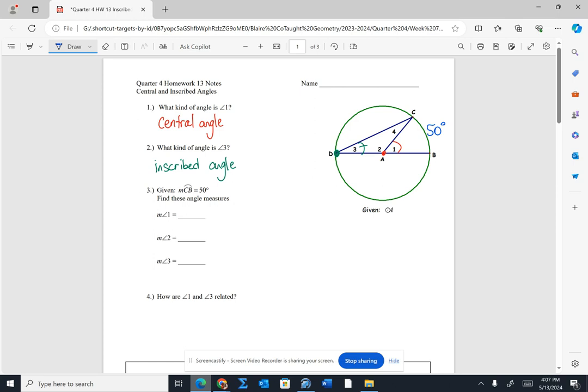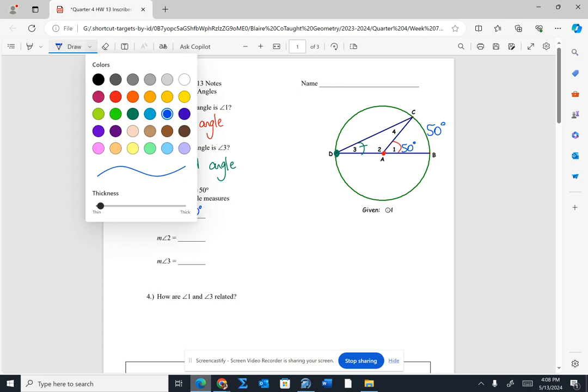What you may already know from when we were looking at sectors of circles in the past is the central angle has a measure that's the same as the arc that it intercepts. So if the arc is 50 degrees, then angle one is also 50 degrees because that's how central angles work. What we don't know yet is how inscribed angles work. So we're going to use math that we learned previously in this school year to try to figure that out.